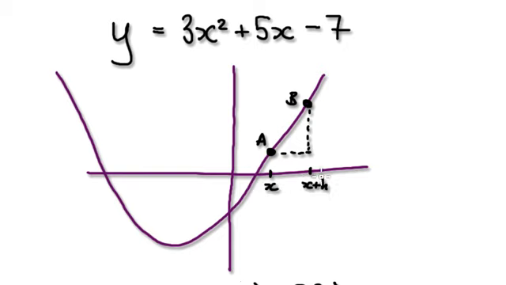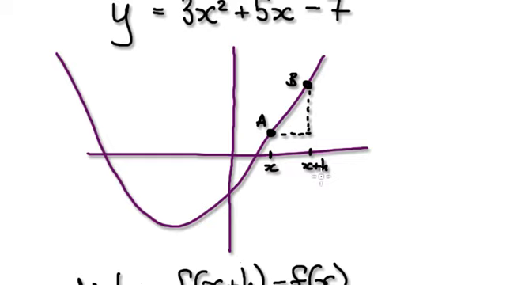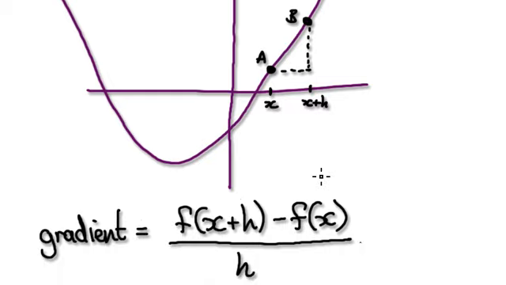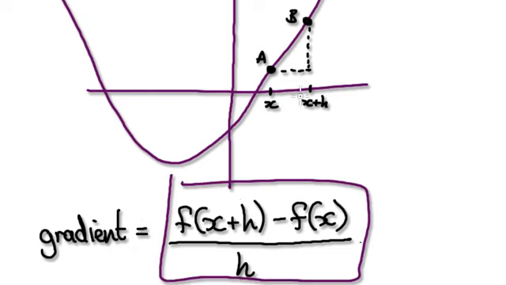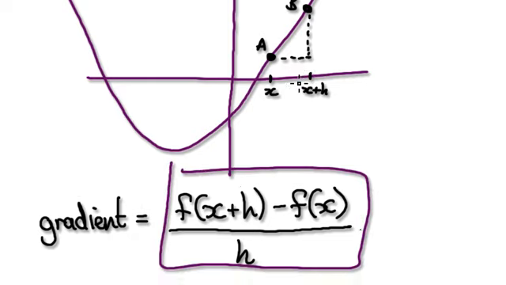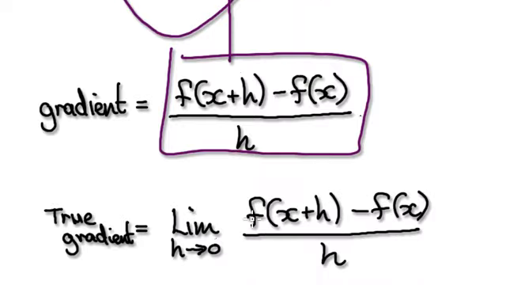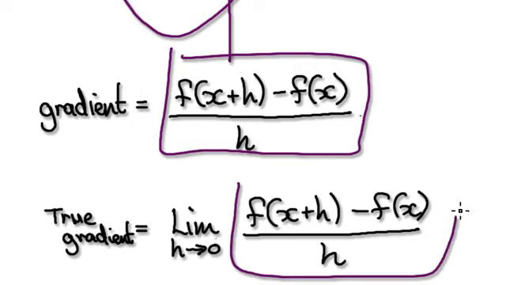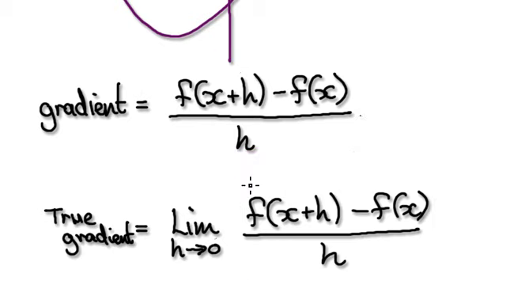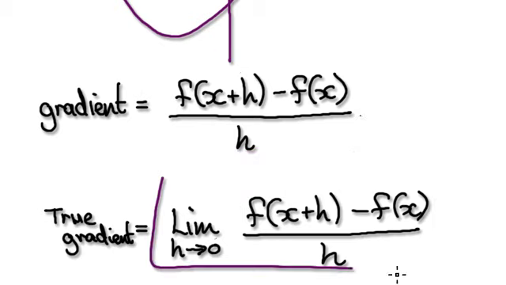And then say to yourself inside your mind, the gradient that exists between A and B is given by this. But the true gradient is when you start to decrease h. So the true gradient is when you take the limit of this thing here. So the true gradient equals this thing here.